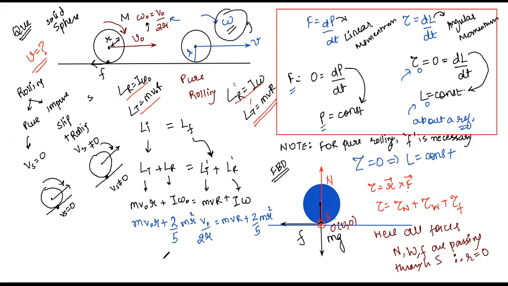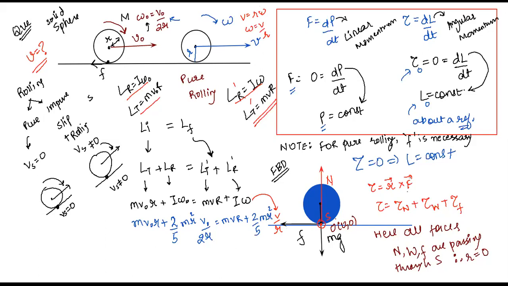Tell this to me in a very thoughtful way. Finally, pure rolling is taking place. So V by R. When pure rolling is taking place, V is equal to R omega. Therefore, omega is equal to V by R. Very important. Therefore, here instead of omega, I'll substitute V by R.